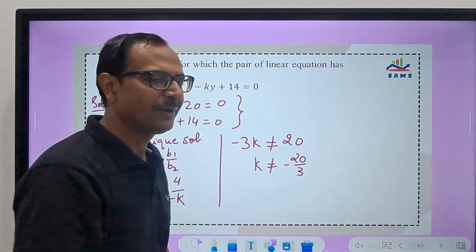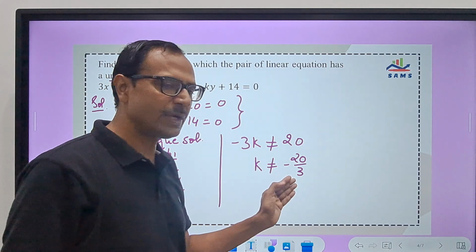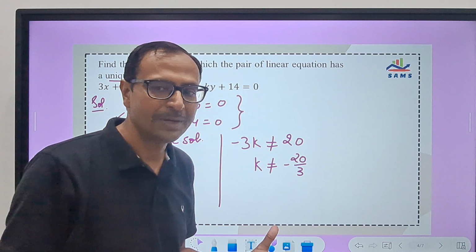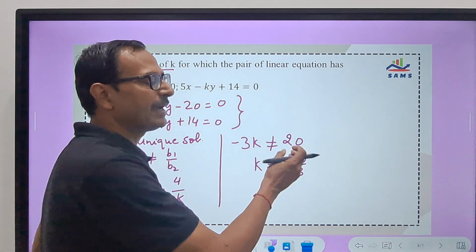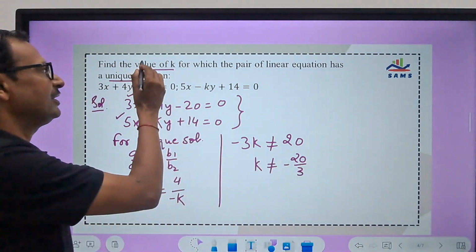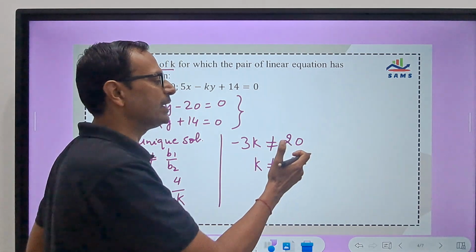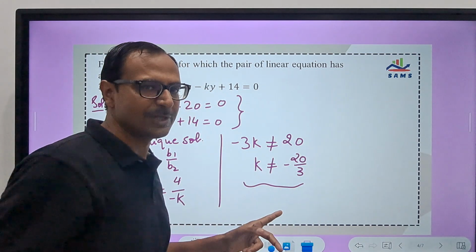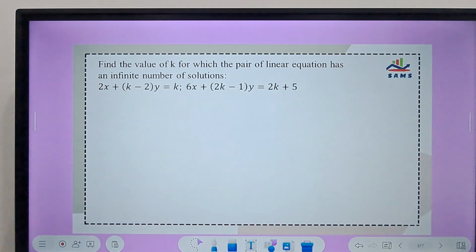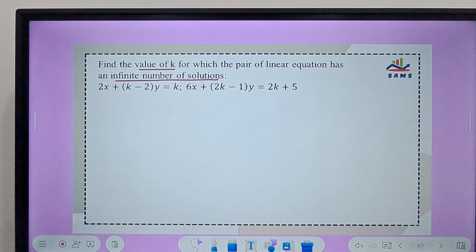So what does it mean? It means that if the value of k is minus 20 by 3, then it may not have a unique solution. But in case the value is not minus 20 by 3, it can have any other value, it will always have a unique solution. So k can take any value except minus 20 by 3. That is the answer for this question. Now we can apply this same concept to find the value of k in case infinite number of solutions are given to us.